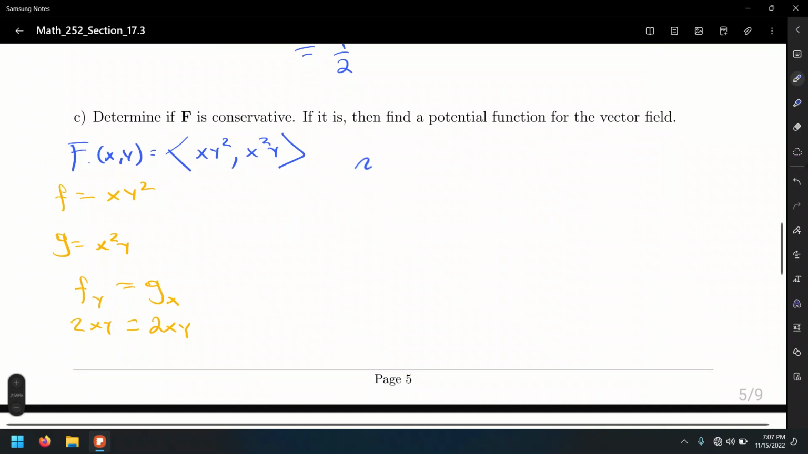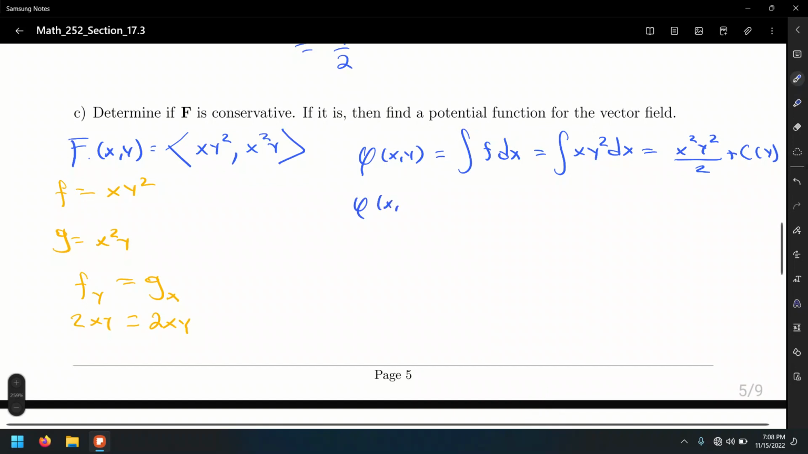So number one, phi of x, y is going to be the integral of f with respect to x, which in this case is the integral of xy squared dx, which is x squared y squared over 2, plus potentially some constant of y. In this case, the other variable, the one that we are not integrating with respect to.